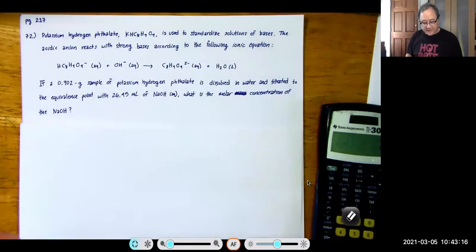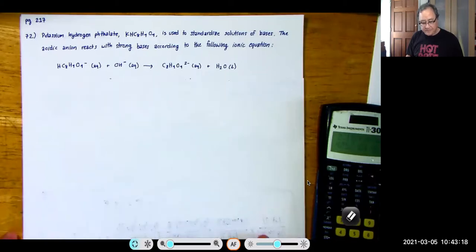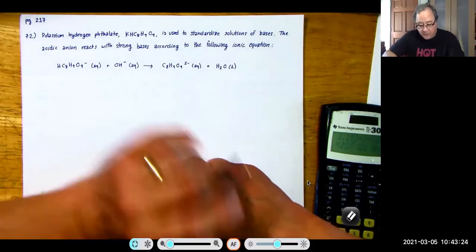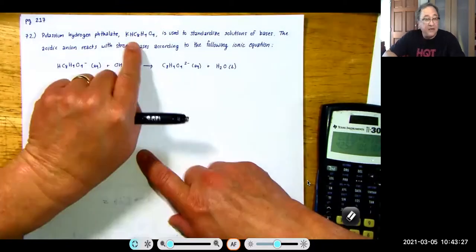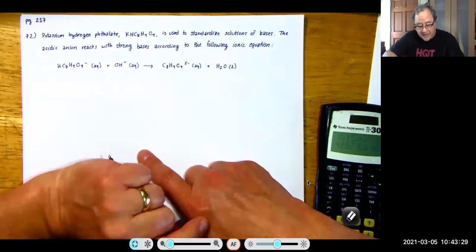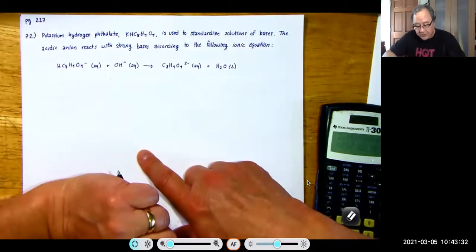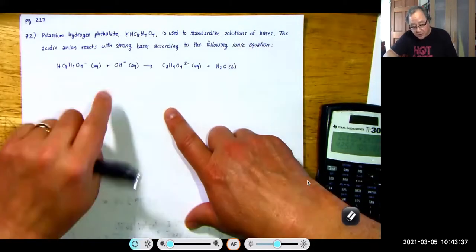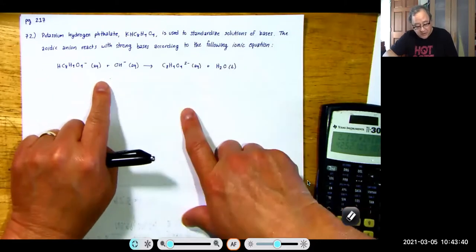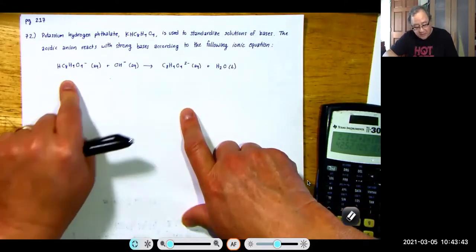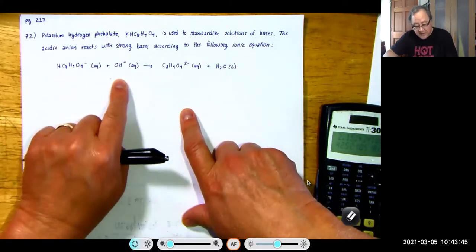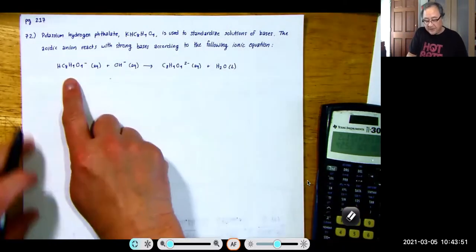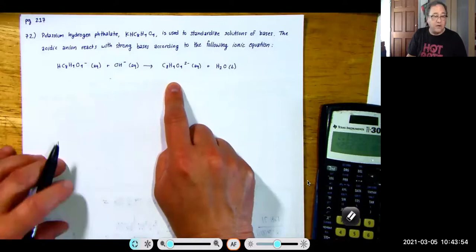So here we have potassium hydrogen phthalate. And here's the formula. This isn't quite the way we wrote the formula for our lab. To put the hydrogen out here, because that's an acidic hydrogen, we had H5. It is used to standardize solutions of bases. The acidic anion reacts with strong bases according to the following ionic equation. So here's the anion, reacts with the hydroxide ion, and you get this, which is called the oxalate ion, and H2O. So an acid and a base gives you a salt and water.